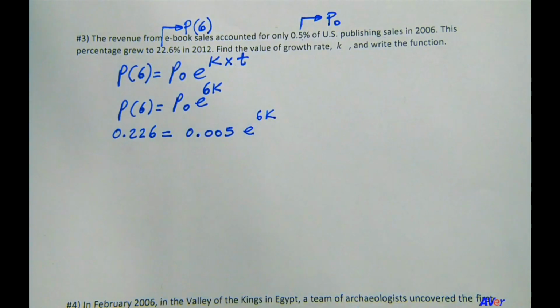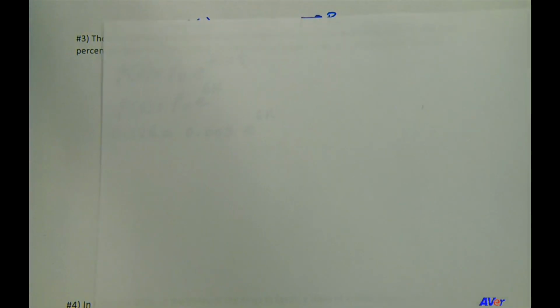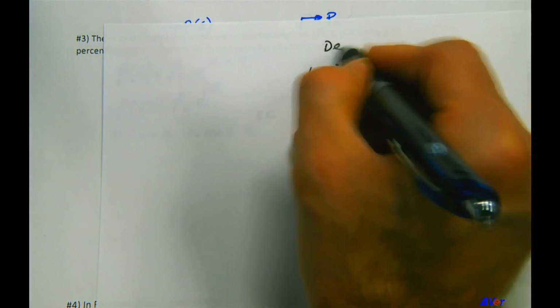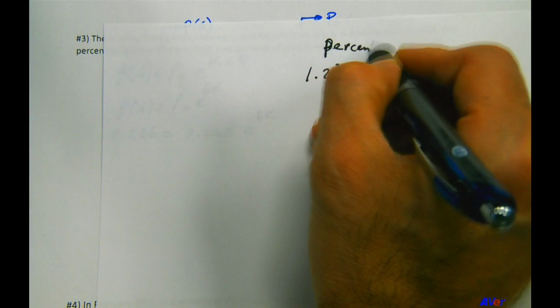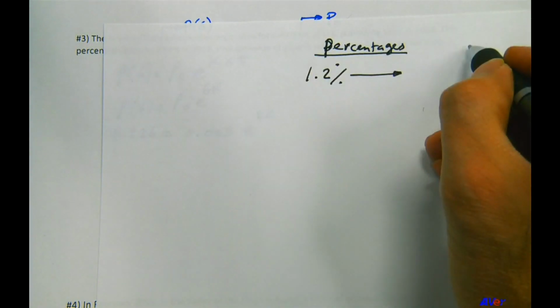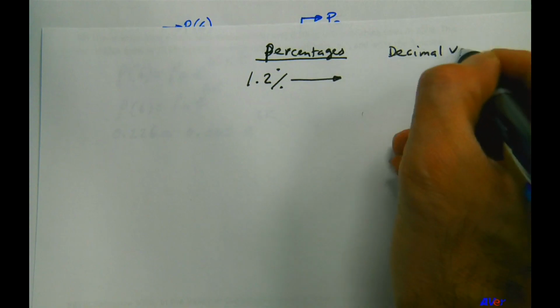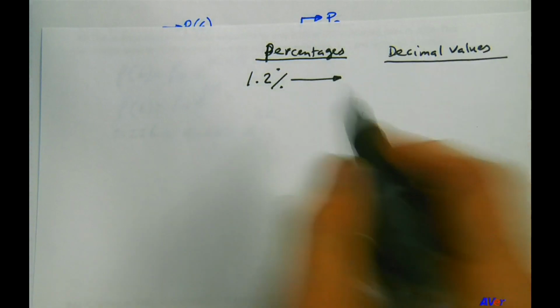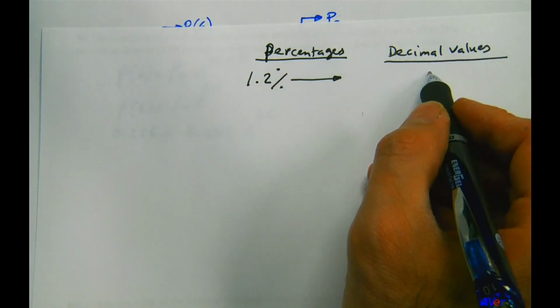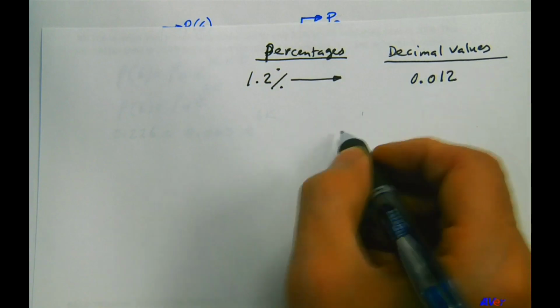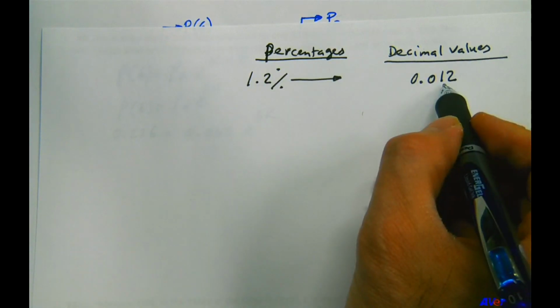Let me use my scratch paper here. I'm not sure if you're comfortable with converting decimal to percentage and percentage to decimal, but let's go over it very quickly. If you have 1.2% and you want to convert this to decimal, let's say on this side we have percentages, and on this side we have decimal values. If you want to convert from percentage to decimal, you must divide by 100. So you get 0.012.